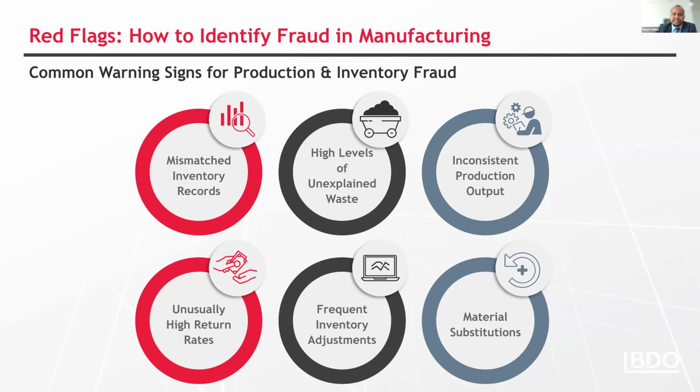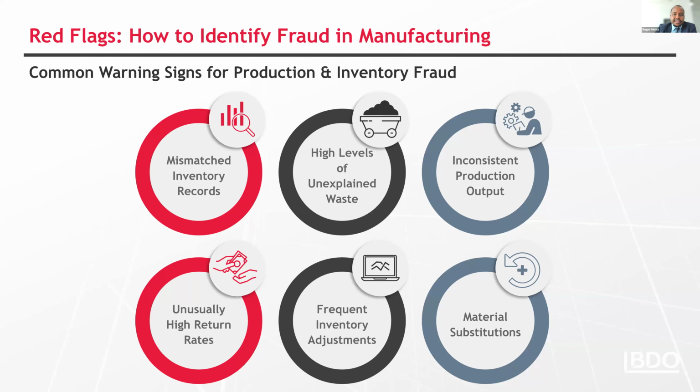The first one is mismatched inventory records. And this is one of the most telling signs of fraud, when inventory on hand doesn't match what's recorded in the books. A lot of factories have faced this during their stock takes. This can be due to theft or fraudulent reporting of materials used in production. Regularly auditing inventory records and comparing them to physical counts can help catch this early.